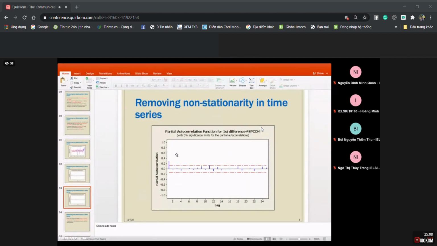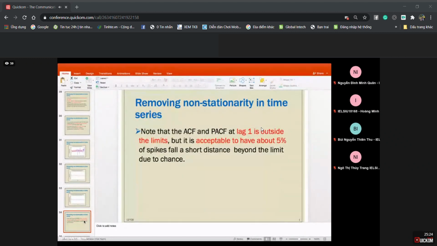For the partial autocorrelation, it also satisfies the 5% significance limit. Only one. So okay, you see here. I'm telling you that in the two figures, just lag 1 is outside the limit, but it is acceptable to have 5%.